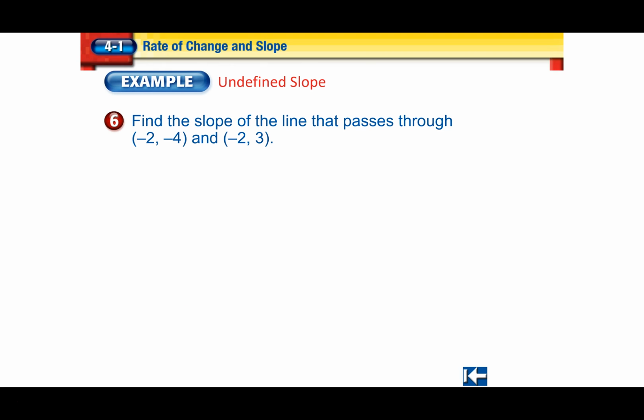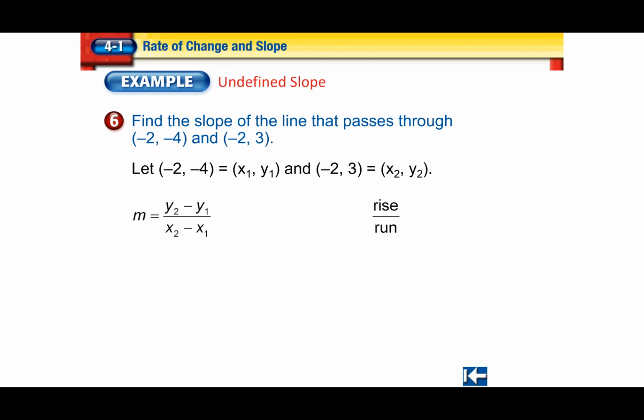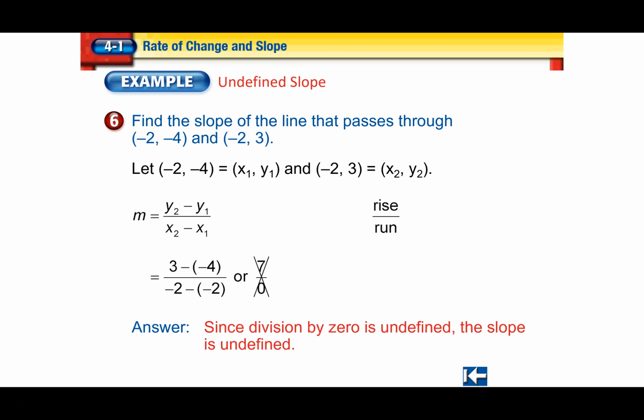Find the slope that passes through this one. Same basic concept, label them. Use my formula. Punch it in there. When the one on the bottom comes out to 0, the denominator comes out to 0, it becomes an undefined slope. Slope is undefined.